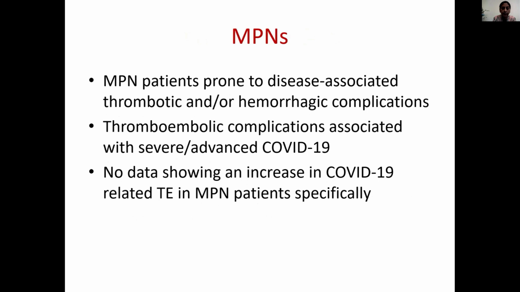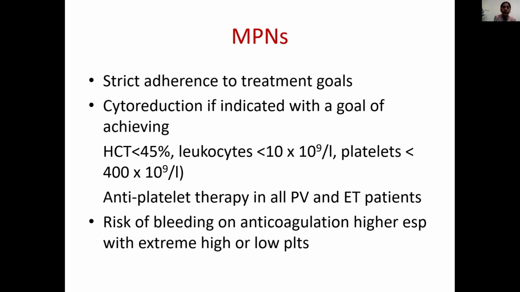So other MPNs like polycythemia vera and ET are associated both with thrombotic and hemorrhagic complications, and we do know that thromboembolic complications are associated with severe and advanced COVID-19, although there is no data so far that shows an increased risk for these patients to have similar events if they were to develop COVID. So the recommendation from most experts is to strictly adhere to treatment goals, and to add cytoreduction where indicated, and we should try to achieve treatment goals set out by the ELN, that is a hematocrit of less than 45, and leukocyte and platelet counts into the normal range.